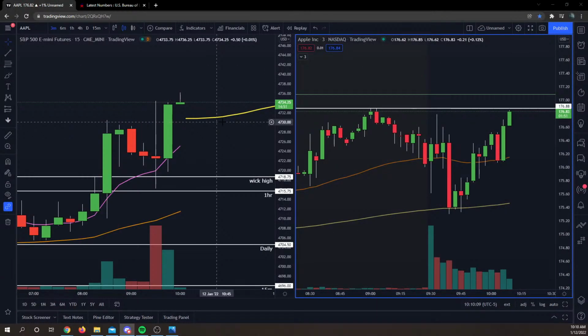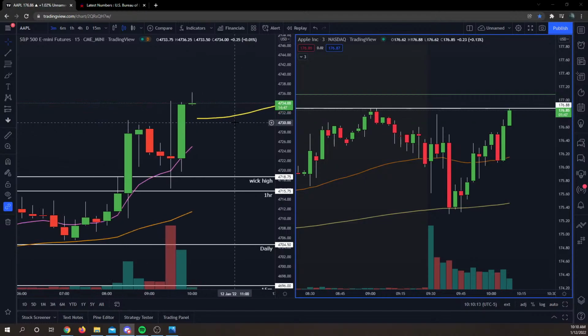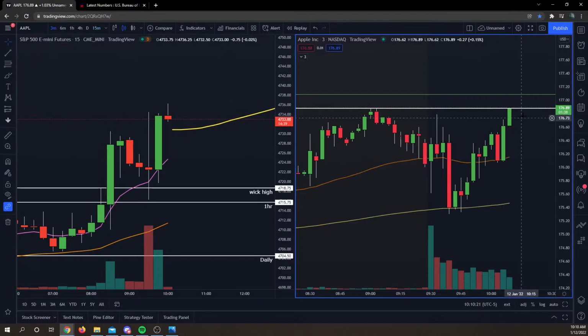All right, looks like we were able to get over our high of day on the futures. Let's see if we can lock that in or if we're going to flush back below. Apple pushing pre-market high level, just tapping a little bit above it.